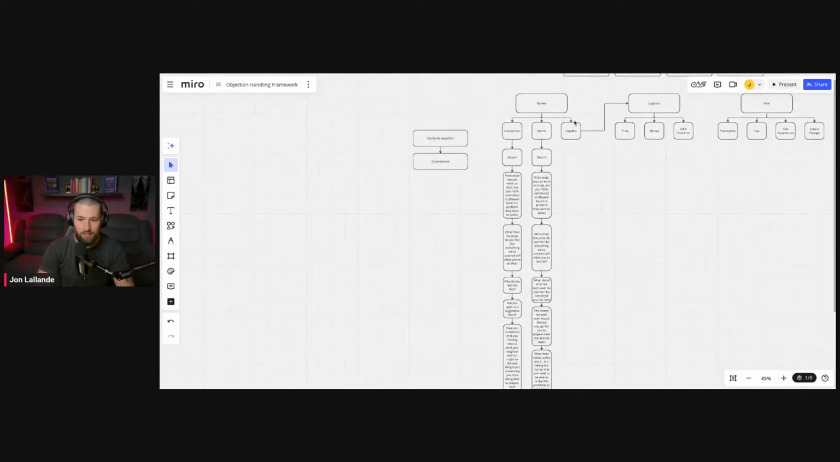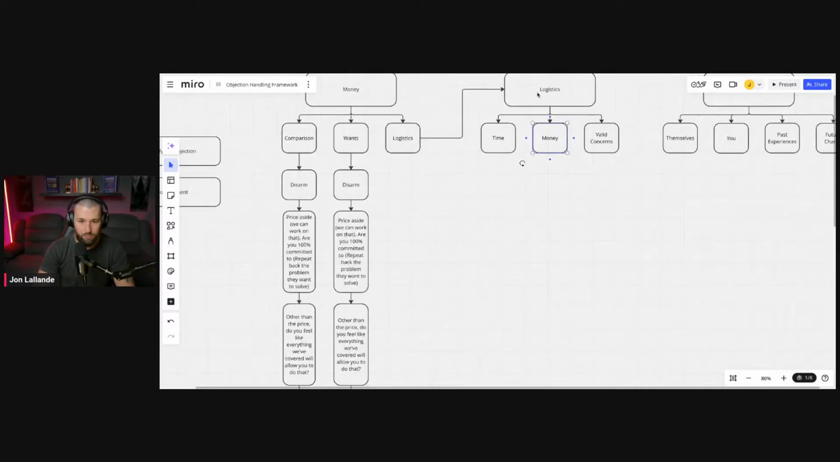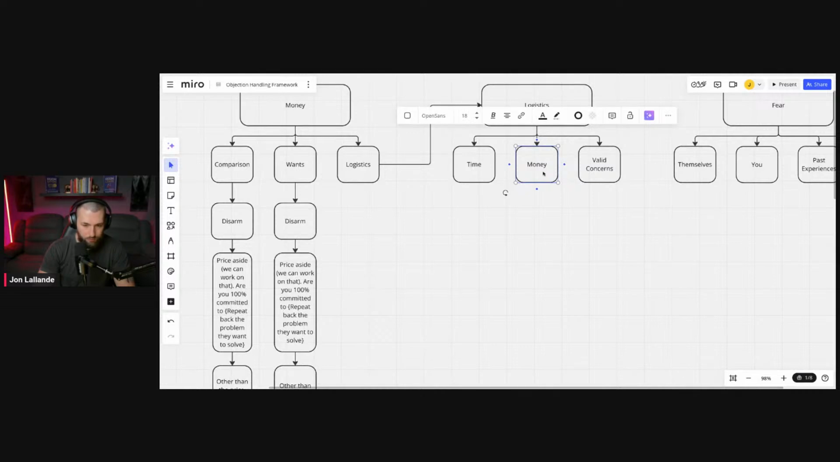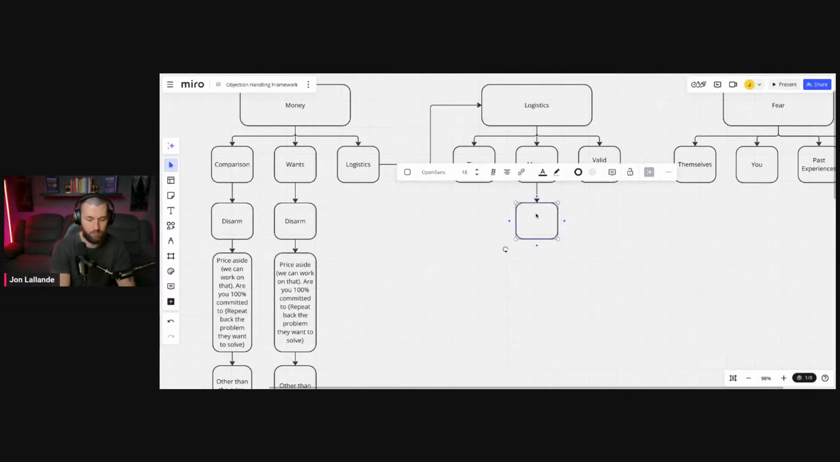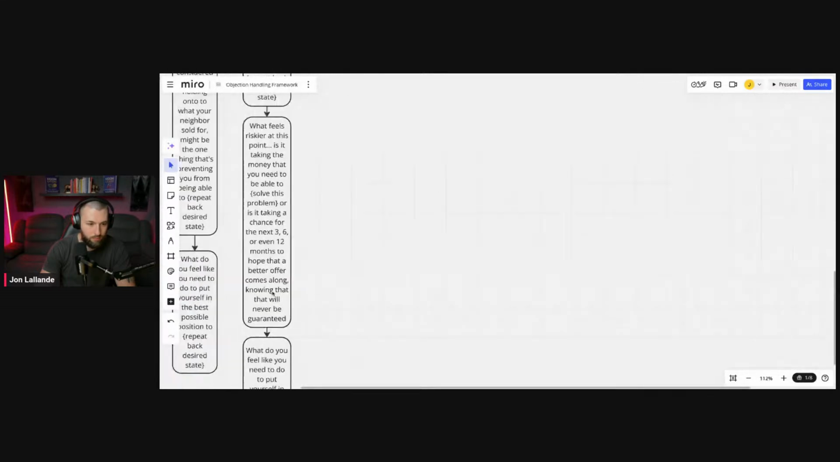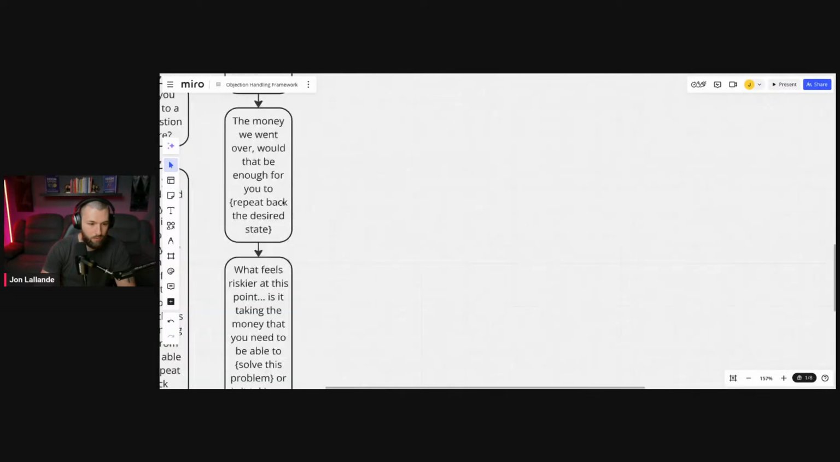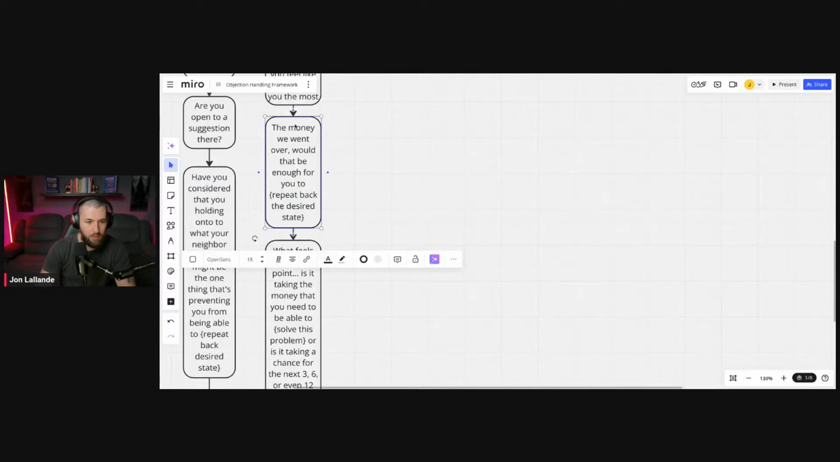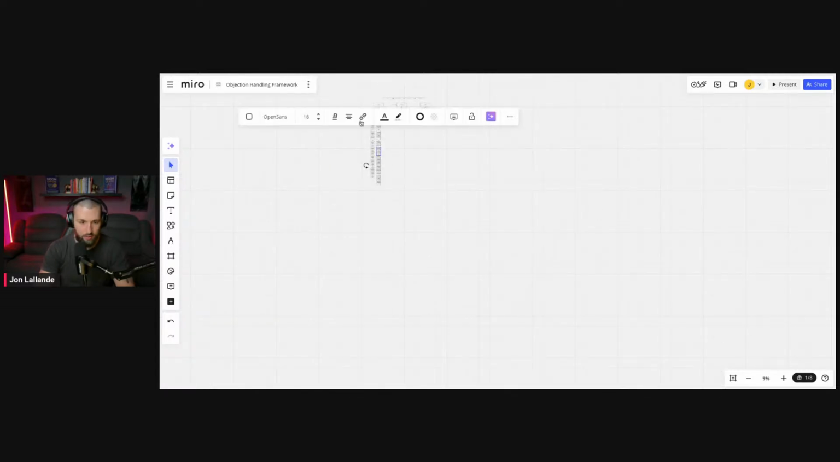Now, next is going to be logistics, and I'm going to go into money first because we were just talking about money, right? So money, we're going to follow all of these. So I'm just going to put here, instead of writing it all out, follow the same money process, except for once we get to this part right here, that the money that we went over, would that be enough for you to be able to go back to the desired state?